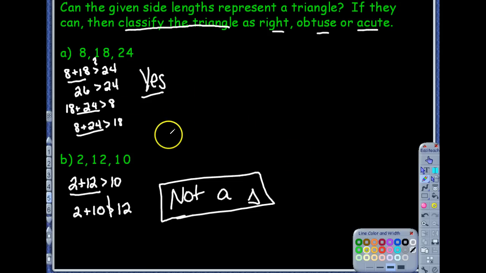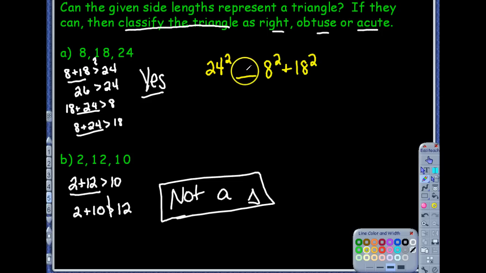All right. So since it's a triangle, the way to do it is I have to take the largest side or longest side, which is your C, and that's going to be 24 in this case. And I'm going to square that. And I don't know, am I going to leave it blank? I'm going to leave it blank too, because we don't know if it's equal to, it might be greater than, it might be less than. And then I'm going to do 8 squared plus 18 squared.